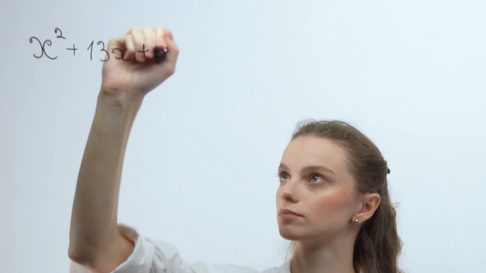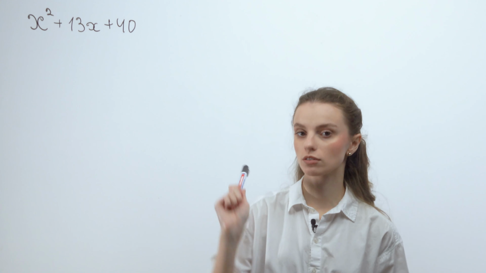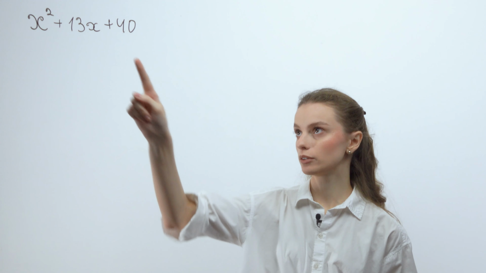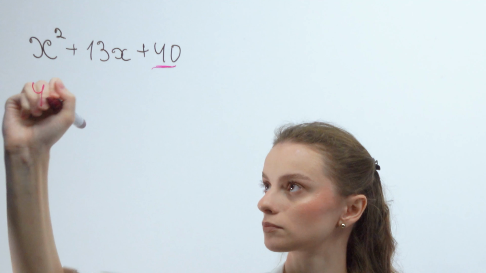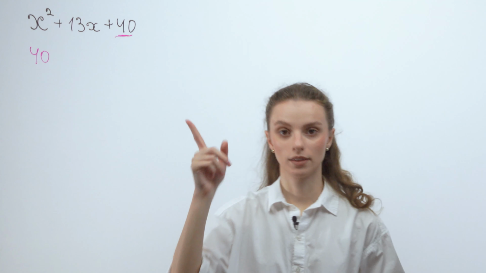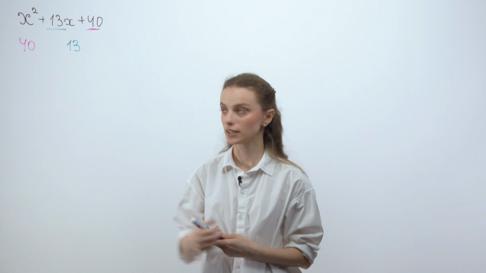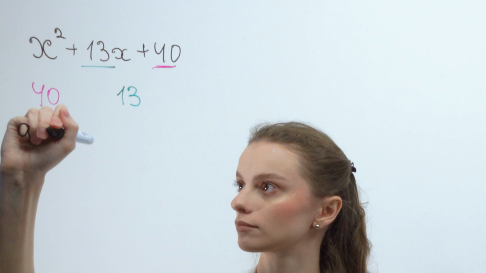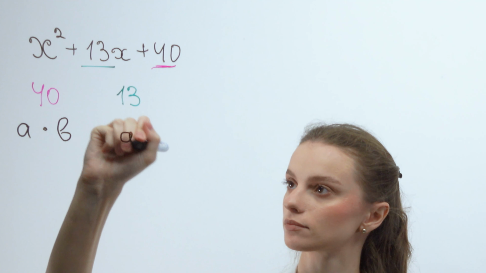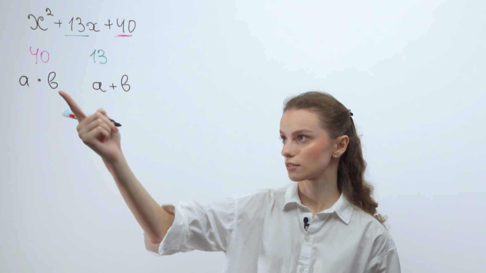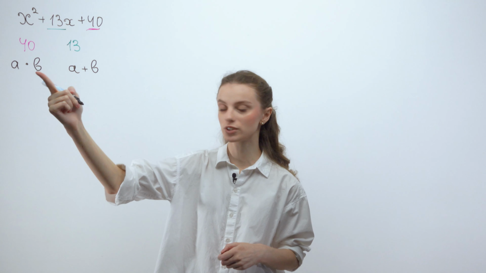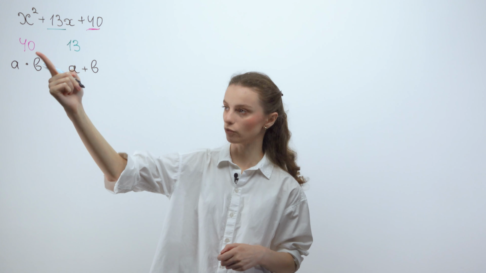Let's go. Here we have x squared plus 13x plus 40. How are we going to approach this to factor? What are you going to look at? You're going to look at this number 40. Write it down. Then you're going to look at this number 13. Write it down as well. Now you need to think which two numbers you need to multiply to get 40 and the same numbers to add and get 13. So these must be the same numbers, okay? When you multiply them, you get 40. When you add them, you get 13.